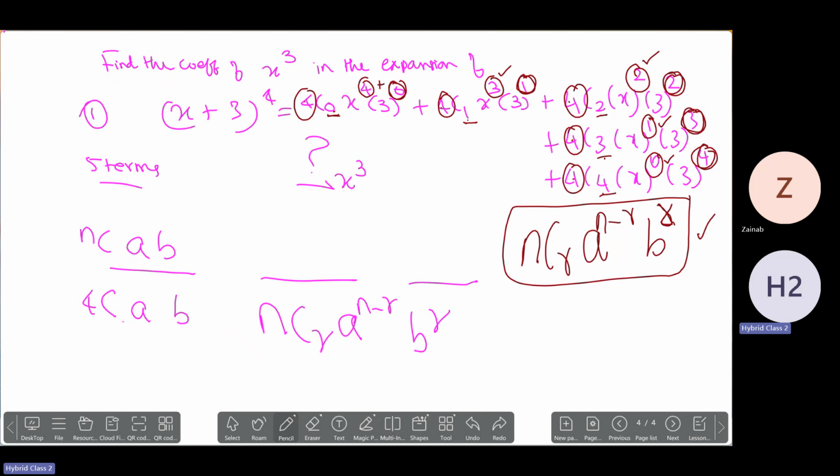Now what is n here in this question? 4Cr. A is what? x. x to the power 4 minus r to be written here. Then B is what? 3. 3 to the power r. Now what is the question?